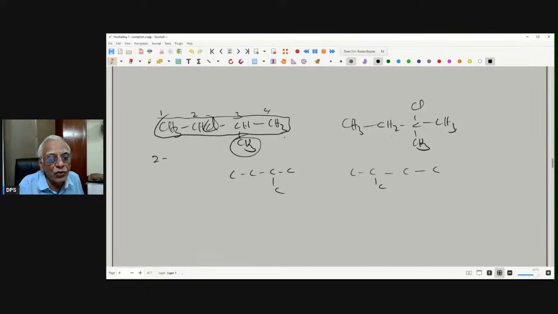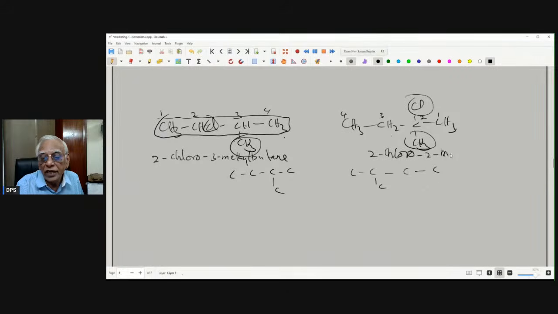So 2-chloro, 3-methylbutane. Now in this other case, 1, 2, 3, 4. This is a methyl. It is 2-chloro-2-methylbutane. Both of them are attached to the same butane.